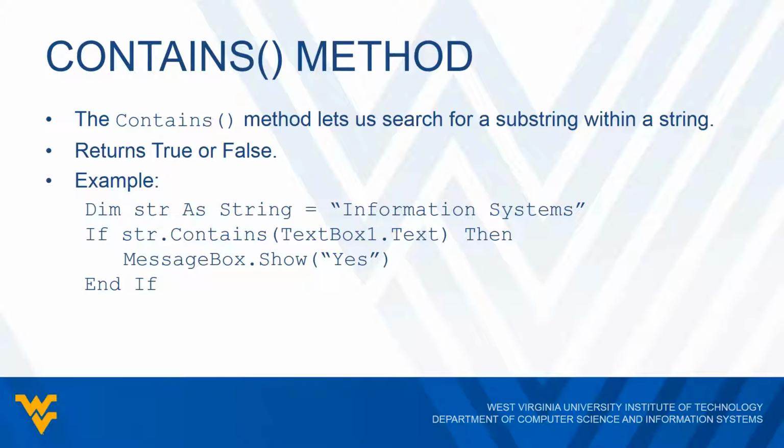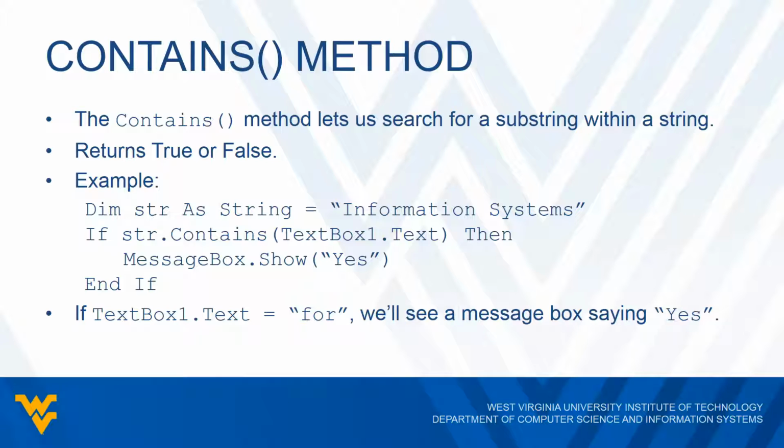For example, let's say TextBox1.Text has the string 4. So the user entered the word 4. We would actually see a message box that displays yes, because 4 is in the string. We see it right here in information. Since it does exist in our string with those exact characters in that order, the contains method would return true, so we would display the message box saying the word yes.